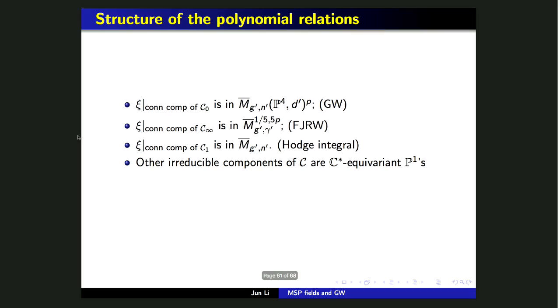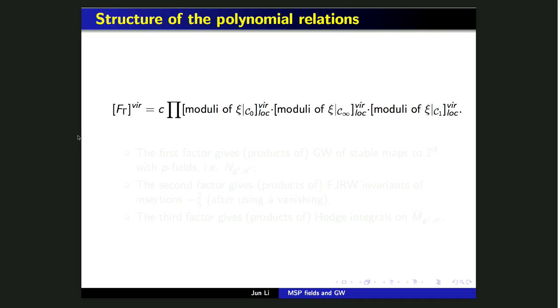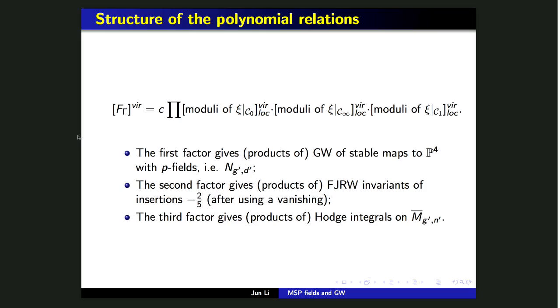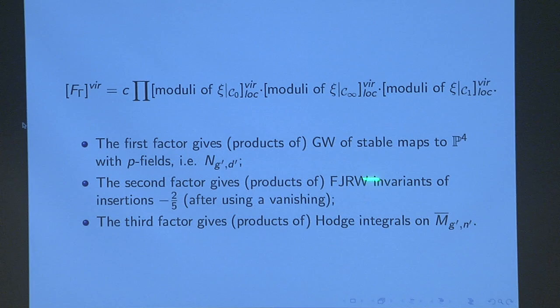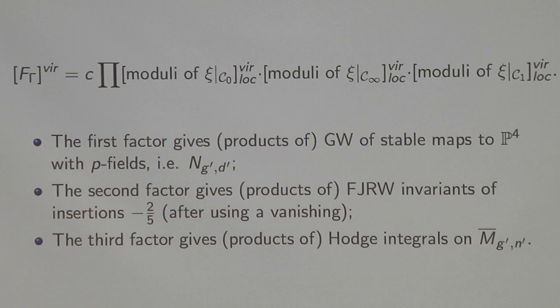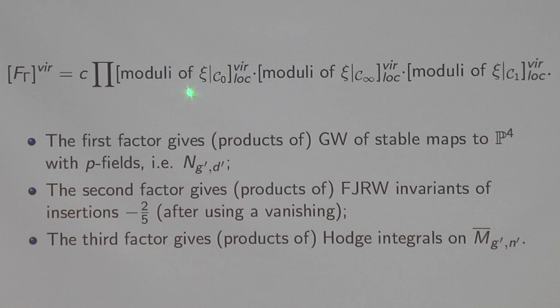So let me go through. The moduli space of the fixed loci is going to be the product of the moduli of these. These are going to be objects like this, and this factor gives you the Gromov-Witten invariants. The middle one, the second factor, is given by the FJRW invariants. The third factor gives you the Hodge integral. So the moduli space is the product, plus this factor here, which comes from this P1. If you take the virtual cycle, you will see the Gromov-Witten invariants showing up here, not as a linear term, but as a product, so that in the end you get a polynomial relation.